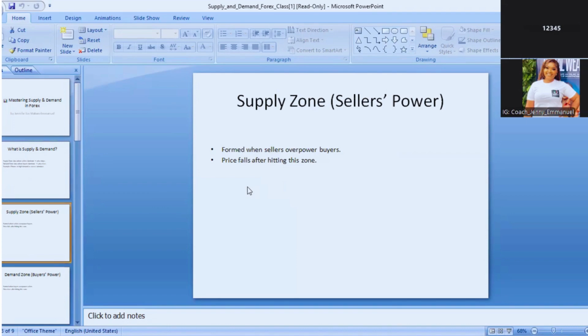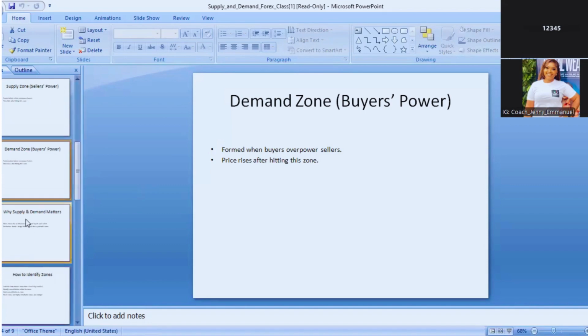Now, a supply zone is formed when sellers overpower buyers. Do you understand? Price falls after hitting this zone. So, guys, one thing you should know is that supply is for sellers and demand is for buyers. Just have that at the back of your mind or write it down somewhere. I hope you guys have your notebook, your notepad, and your pen. Now, a demand zone is when buyers overpower sellers. Price rises after hitting this zone.